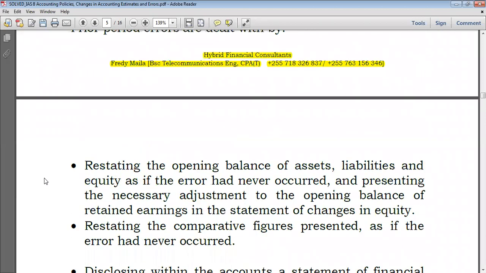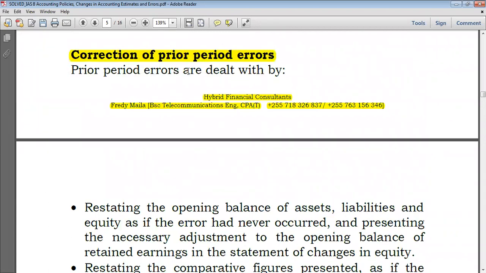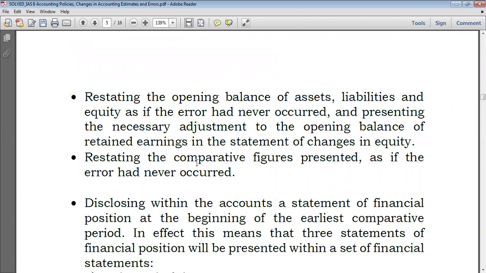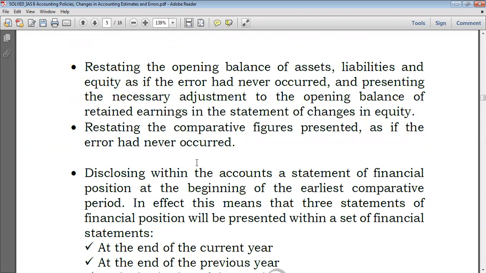We are just finishing soon. So prior period errors are dealt with by, how do we deal with prior period errors? You would have to go back to the notes and take a look at how I told you how to deal with what? With accounting policies, with accounting estimates, and now prior period errors.